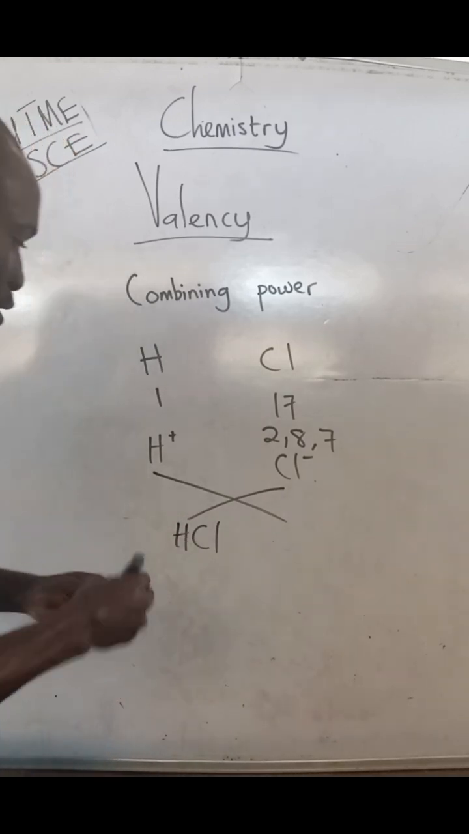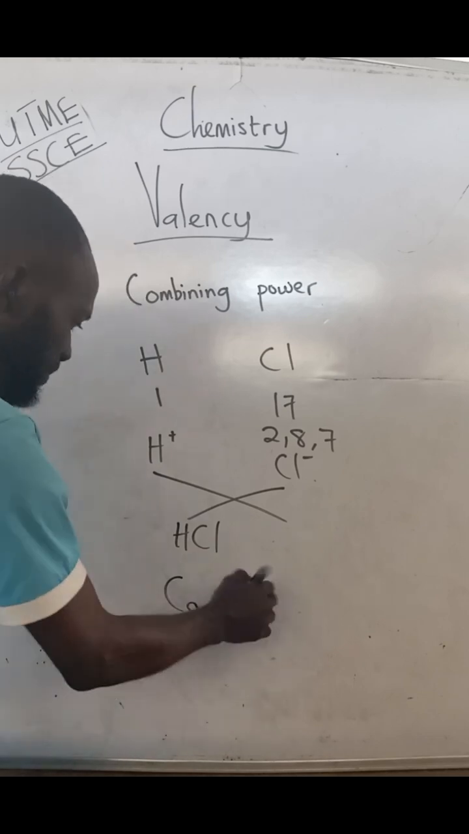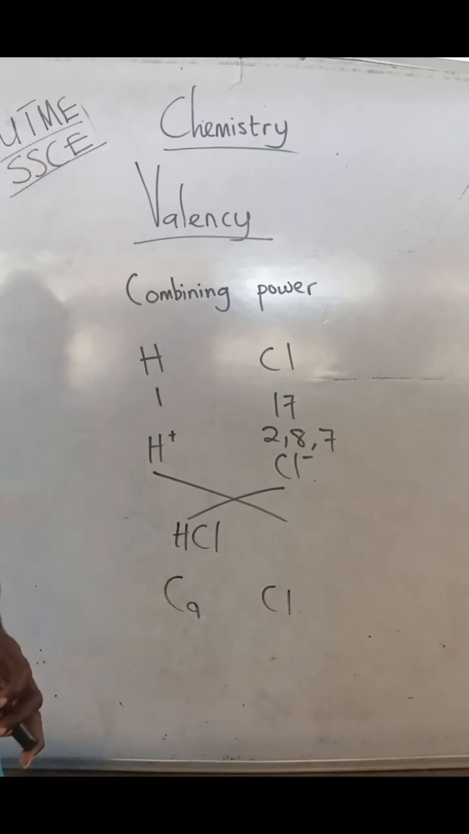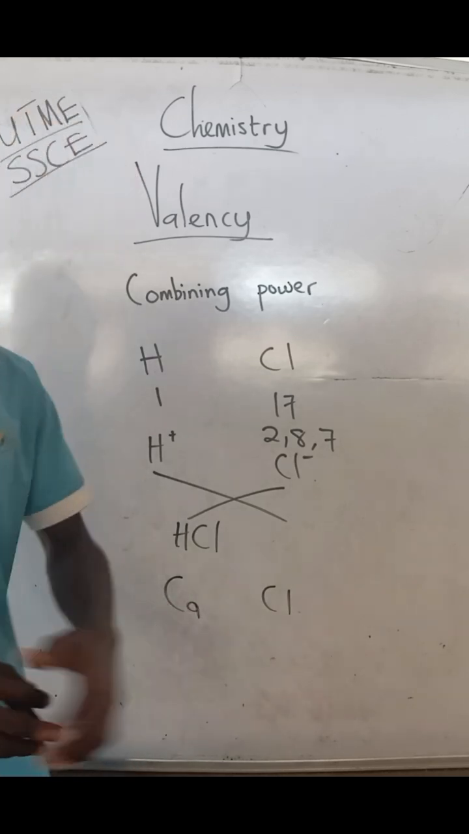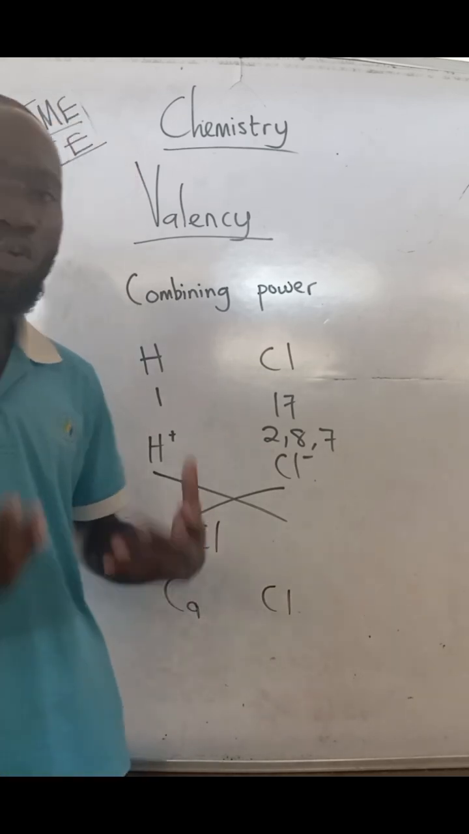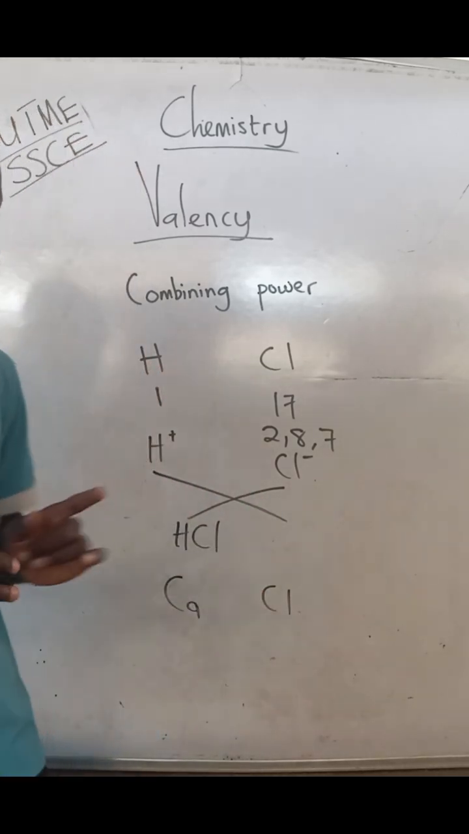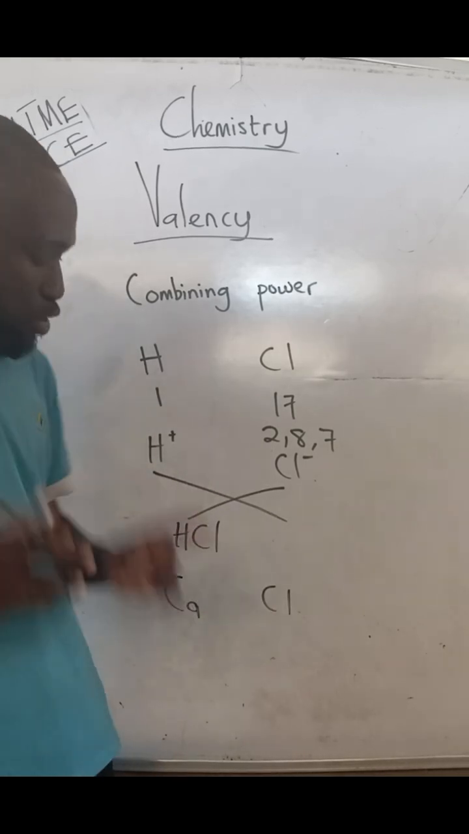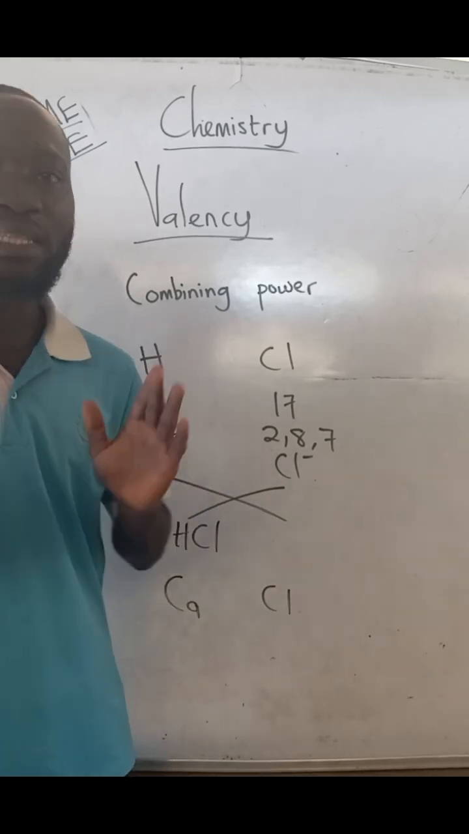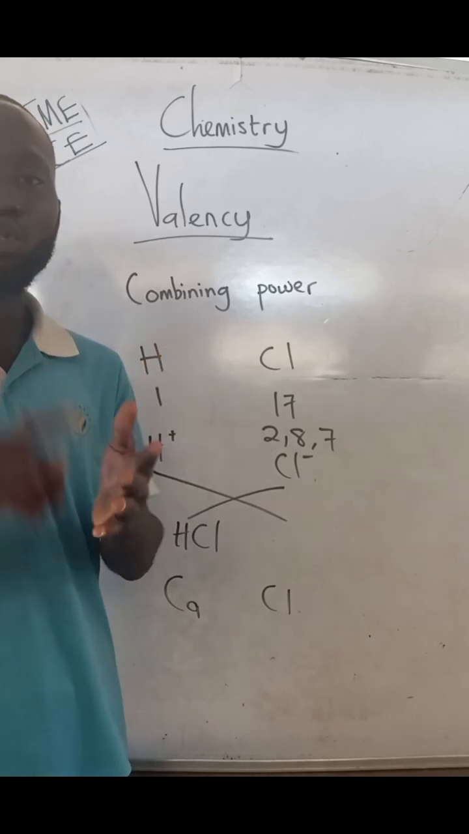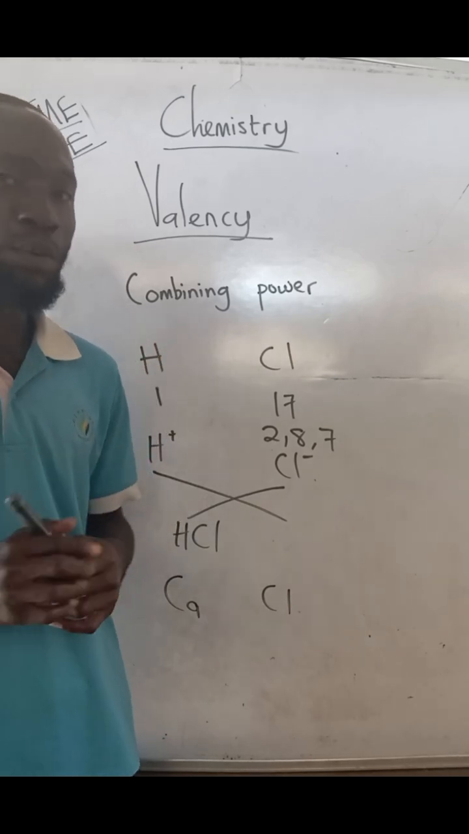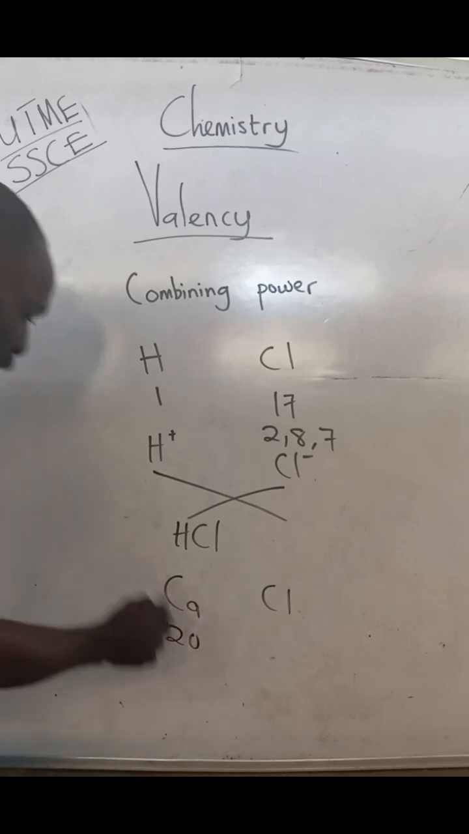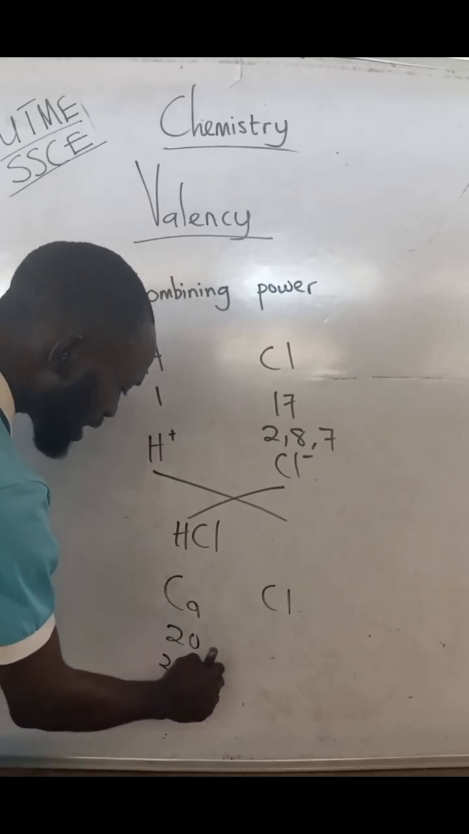Now let me show you another one: calcium and chlorine. If they want to combine together to form a compound, how are they going to combine? Just like the way I've explained, you have to know the position of each element first. Calcium here is position 20. If you count from hydrogen to calcium, you notice that calcium is on position 20, which means it has 20 electrons. To configure it will be 2, 8, 8, and 2.